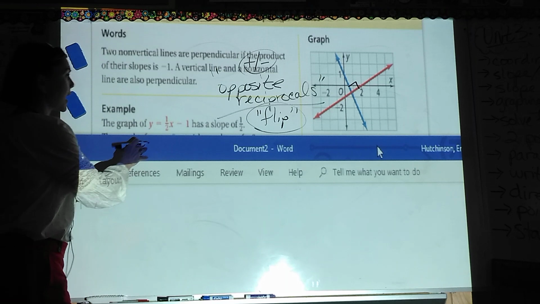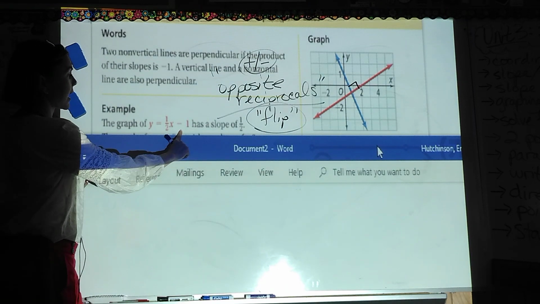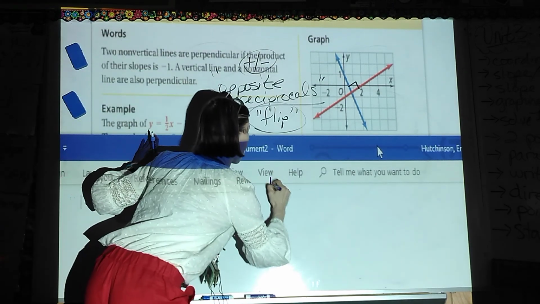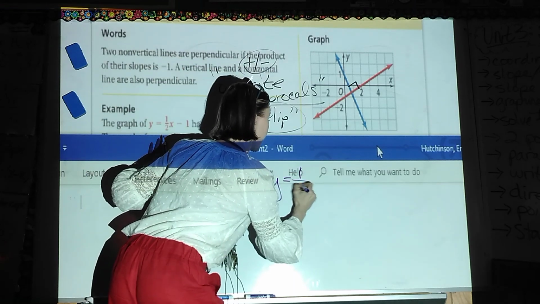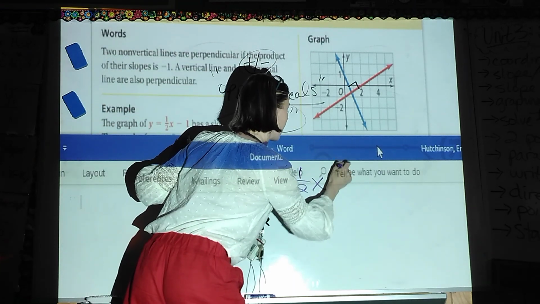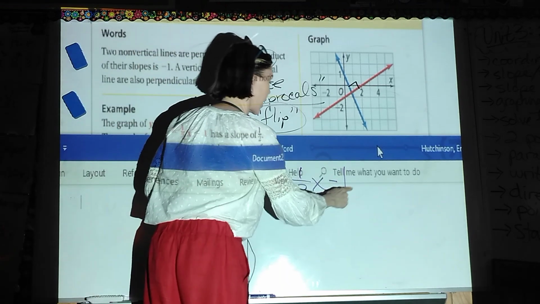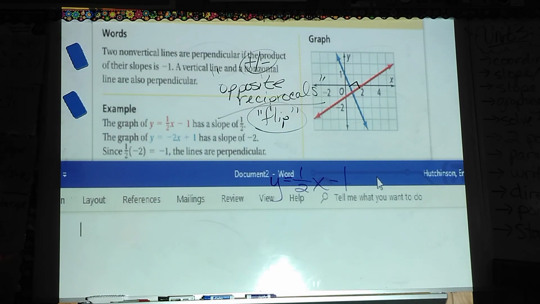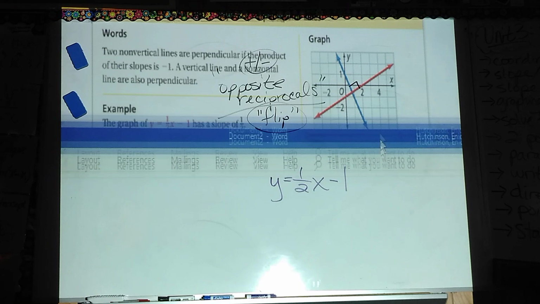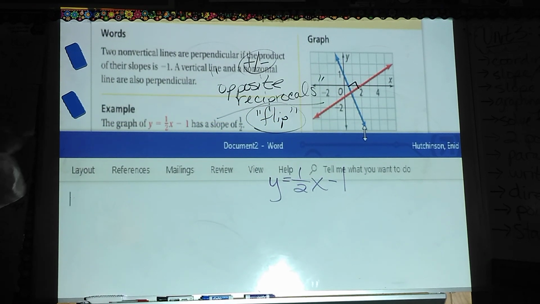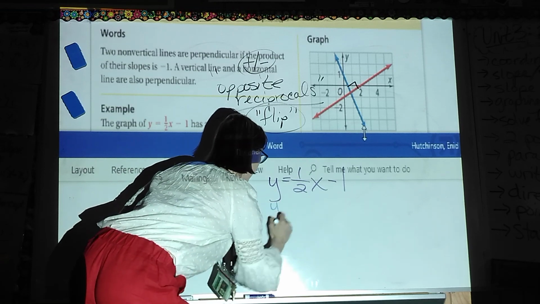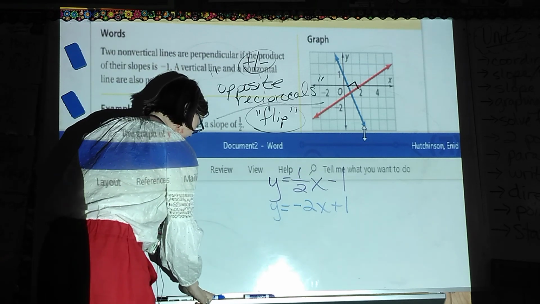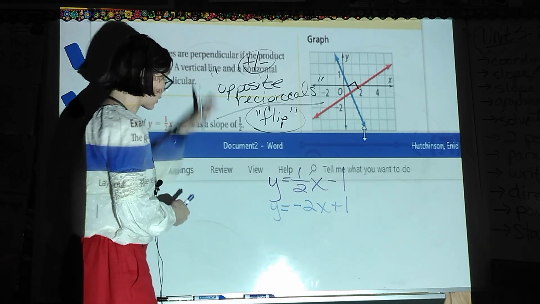So here we have the red line, okay, the equation, I'm going to write it larger for you down here. The equation of the red line is y equals 1/2 x, okay, minus 1. Okay, that's the equation of the red line, okay? So I want you to write that down. And then the equation of the blue line is y equals -2x plus 1, okay? And I'm going to put it in blue. Y equals -2x plus 1. Okay, so let's talk about what opposite reciprocal means first.